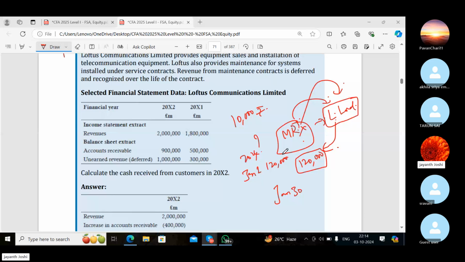Now there is a question in front of you. Please go to this question and try to solve. We'll try to solve. They're asking you to calculate cash received from customers in 2002. Come on, the question is in front of you. First.